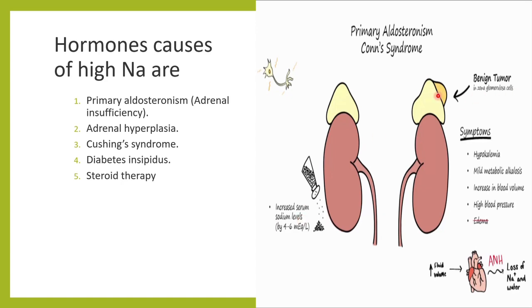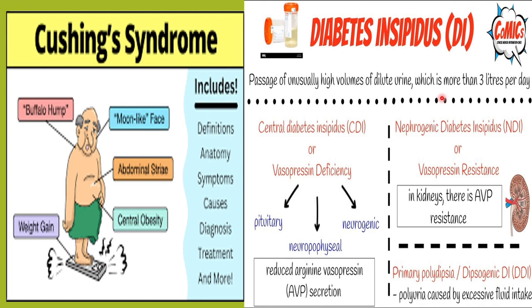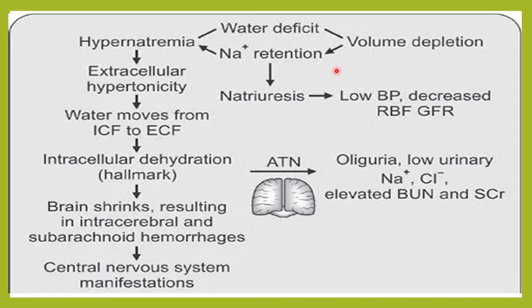In adrenal hyperplasia, there can be increased sodium. In case of Cushing syndrome, there can be increased sodium. In diabetes insipidus, what happens? There is passage of an unusually high volume of dilute urine. So there is increased loss of water, more than 3 liters per day, and that can lead to increased concentration of sodium because there is less water in the body.